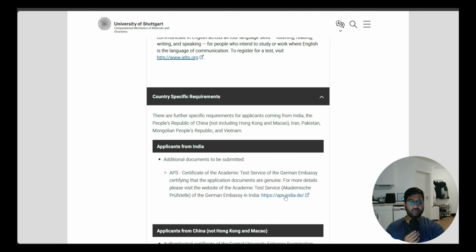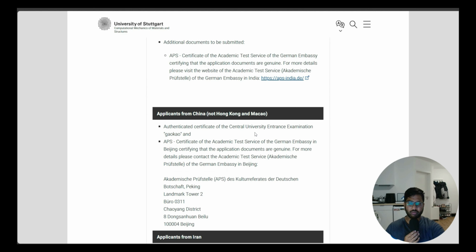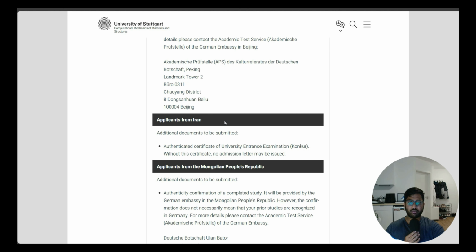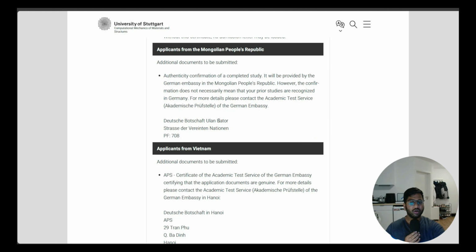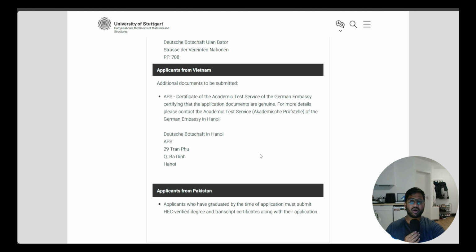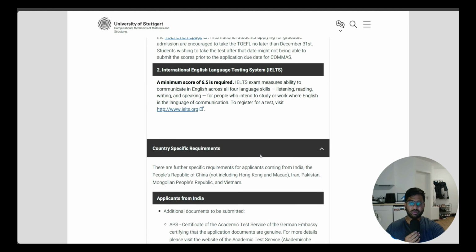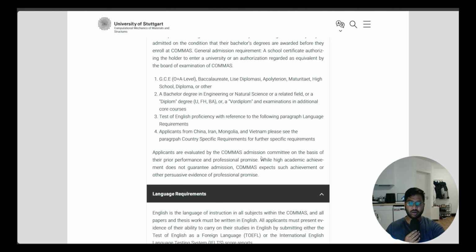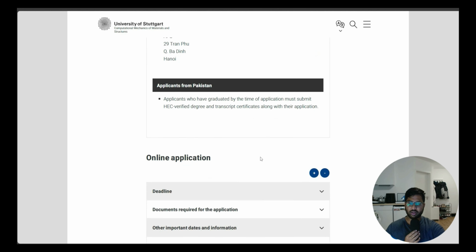For India, we have to click on apply for APS. With this APS document, we have to also submit. For Hong Kong and China and other places, there is another requirement. For applicants from Iran, there is another requirement. From Vietnam, there is another APS. And for applicants from Pakistan, there is another requirement. So people who are from country specific, there are so many other requirements which they have to fulfill in order to apply for this particular course, as a language requirement or other requirements.